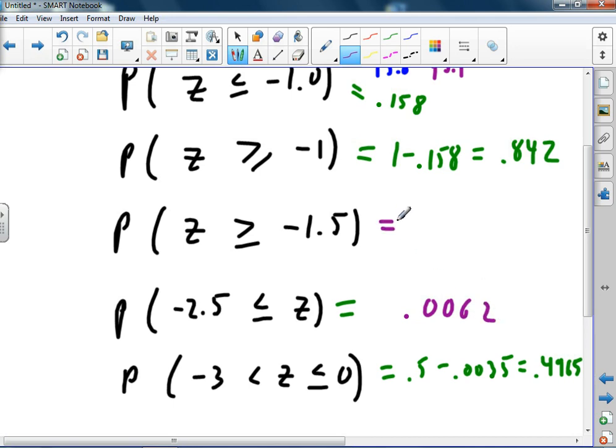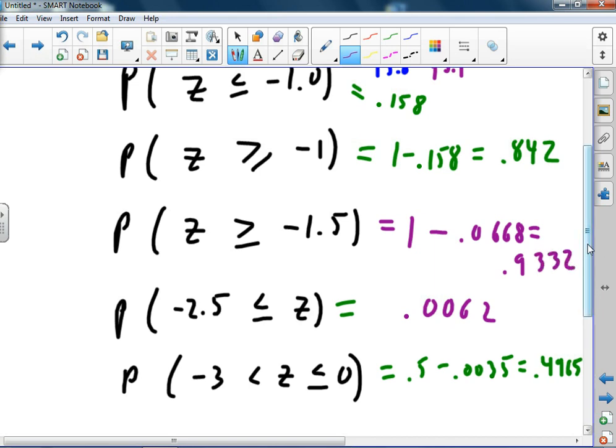Then we want to know Z greater than 1.5. So we go 1 minus, we look up the -1.5 guy, 0.0668. 1 minus 0.0668, and we get 0.9332.